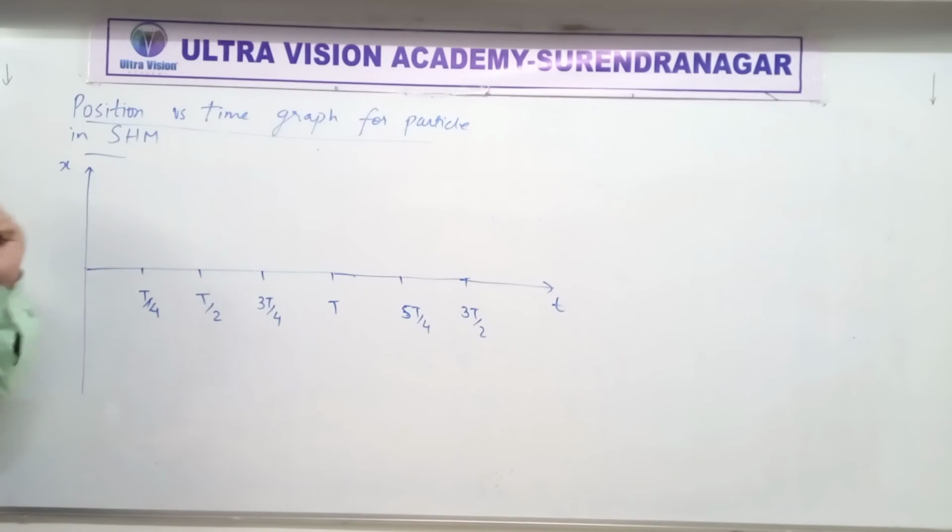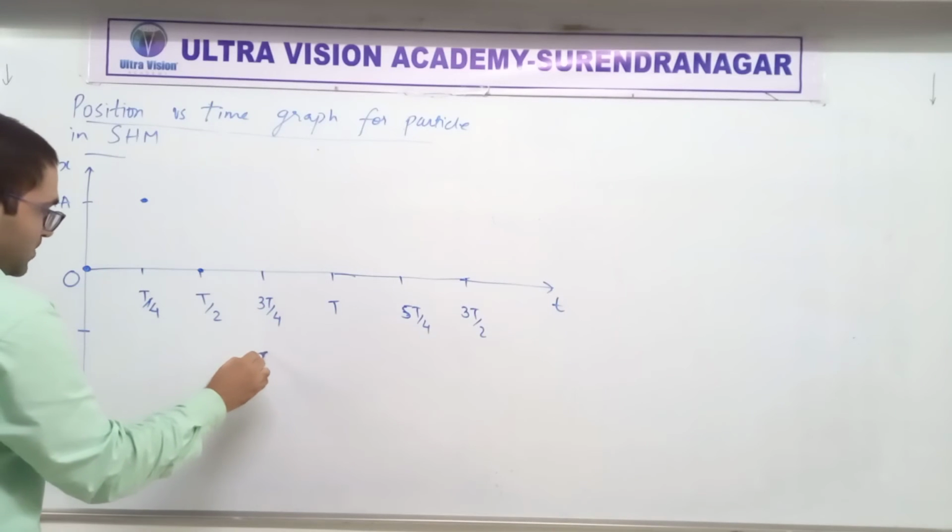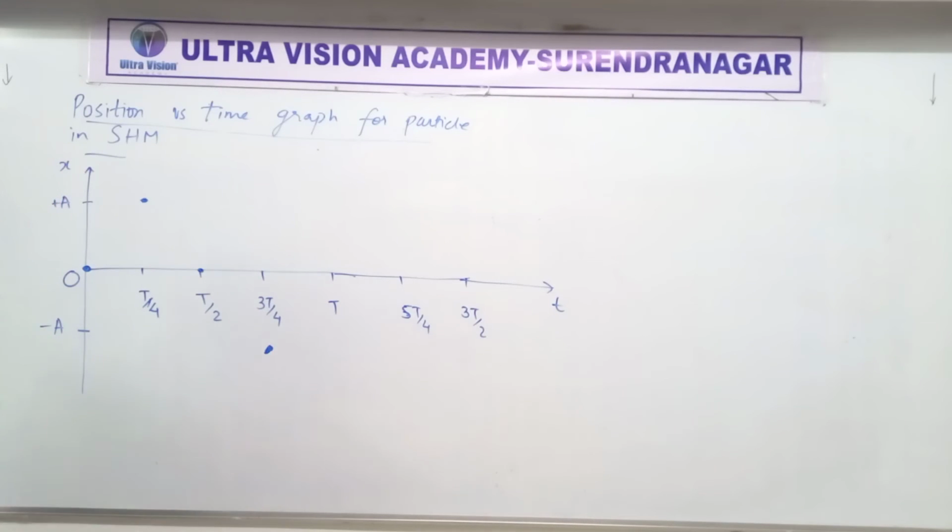So at start, at t equal to 0, what was the position? It was 0, wasn't it? Then at t equal to t by 4, the position was x equal to plus a. Do you remember that? Or do you have it in your notes? Plus a. Then at t by 2, the position was 0 again. Then at 3t by 4 the position was minus a, and then at t it was 0. Okay, let's draw this so far.